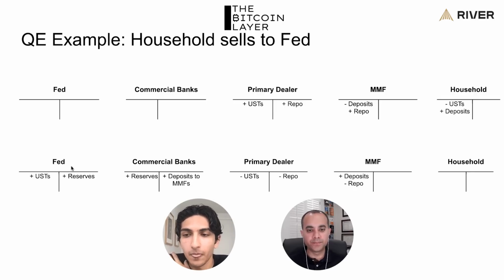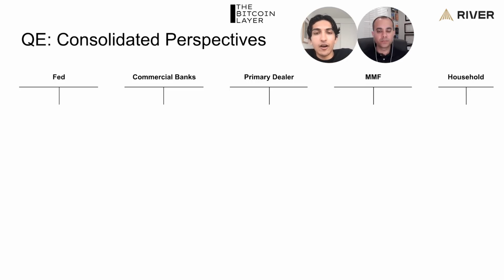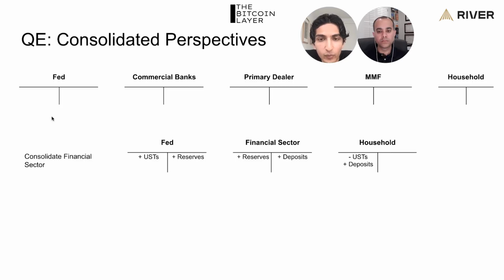Excellent. Great. So now I think is when there's value in consolidating these different players, because these perspectives start to provide even more insight. So we start with what I just had, which is basically everything laid out: the Fed, the entire commercial banking system, the primary dealers, money market funds, and households. We can bring down the entire financial sector into just that one sector, consolidating commercial banks, the primary dealers, and money market funds.